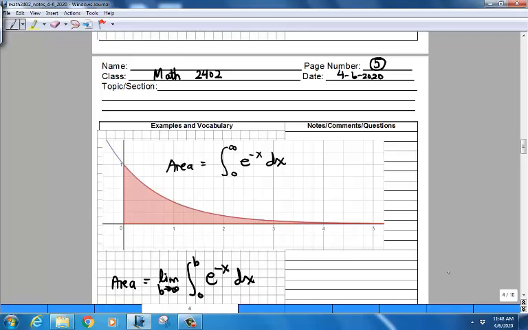As a definite integral, that area would be the definite integral from 0 to infinity of this curve, e to the minus x. And remember, this is called an improper integral because one of the limits of integration is infinity, right?